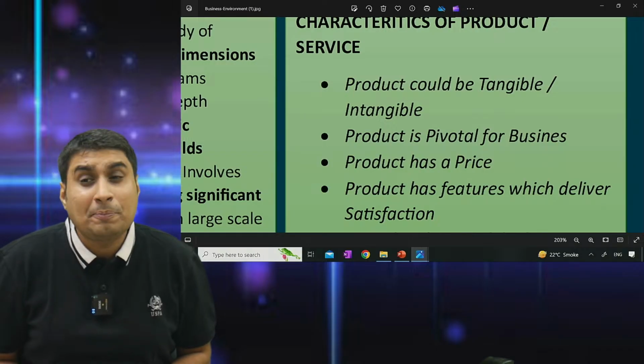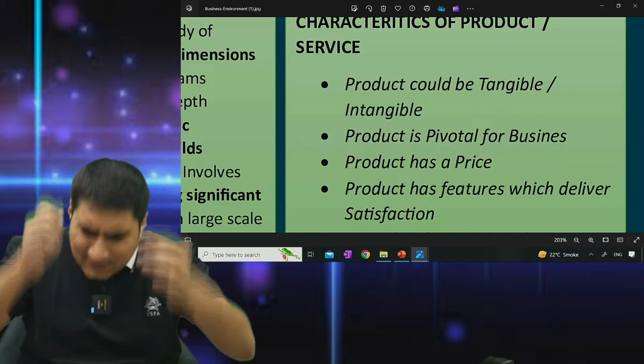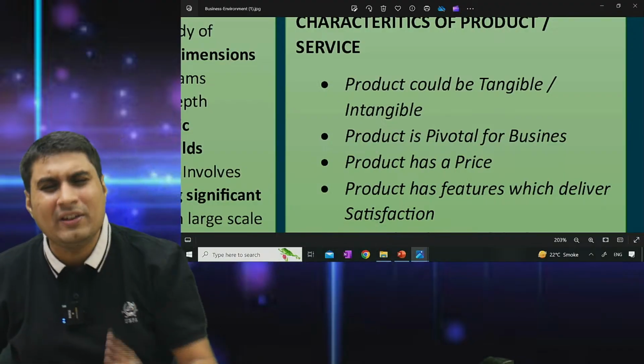Okay, product has a price. Free of cost, nothing do. If you are doing good, you have to charge a price. Very simple. Then why are you taking this lecture free? Something we have to do.